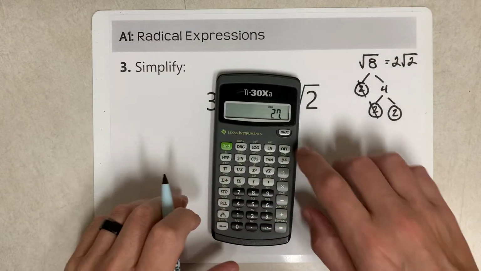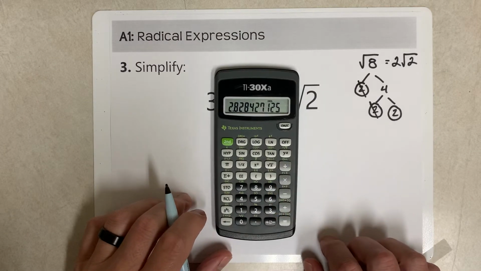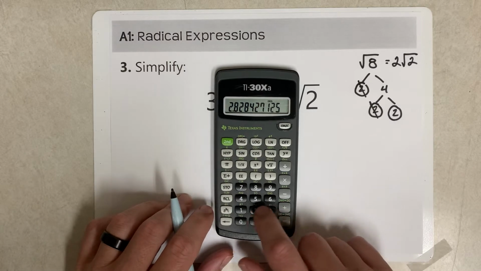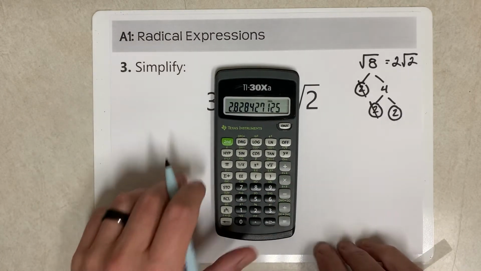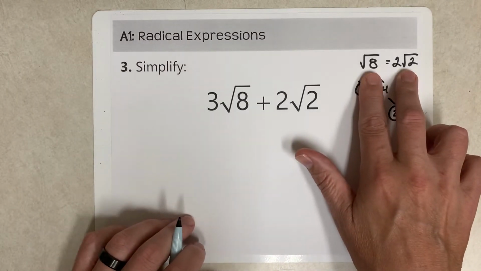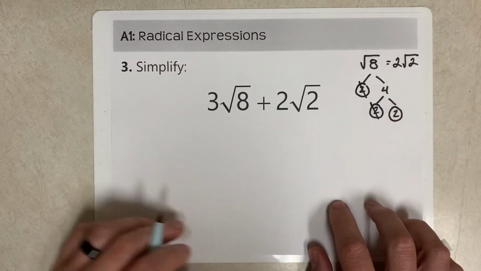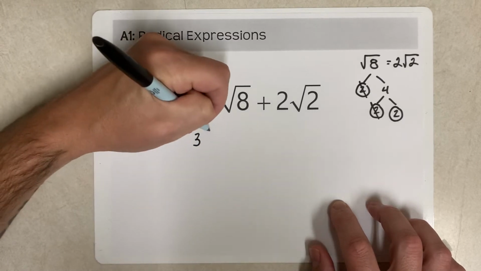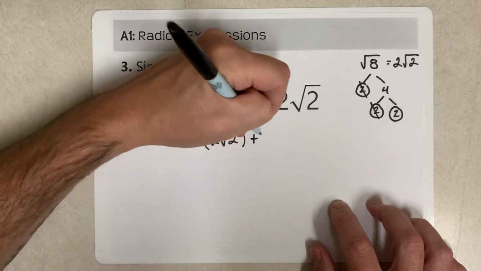And so if I go to my calculator and I take the square root of 8, it's 2.828427125. It's irrational. If I go 2 times the square root of 2, I get the same exact number. So we know now that these two guys right here are equivalent. But this one's been simplified, and that's the one I want. So I have 3 of these root 8's. So I'm going to replace the root 8 with the 2 root 2 that it equals. Still plus the 2 root 2 over here.